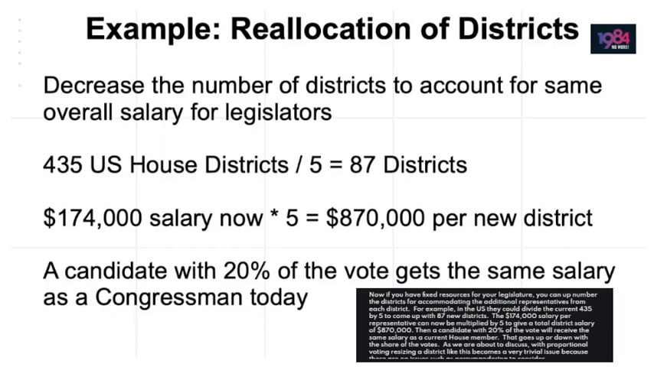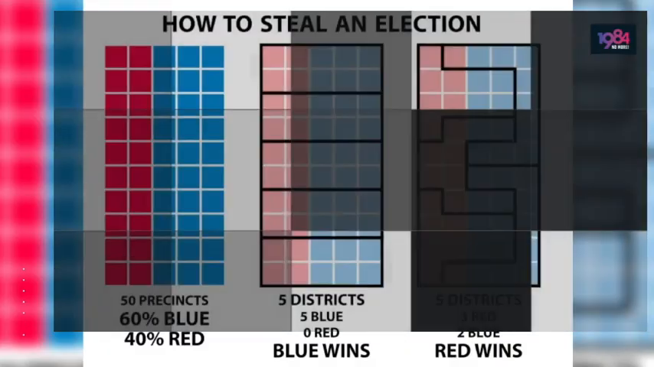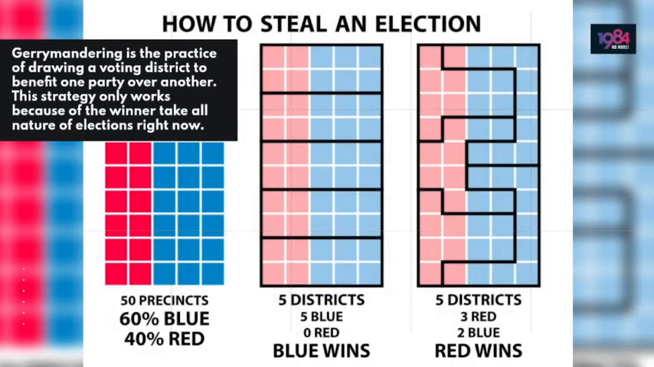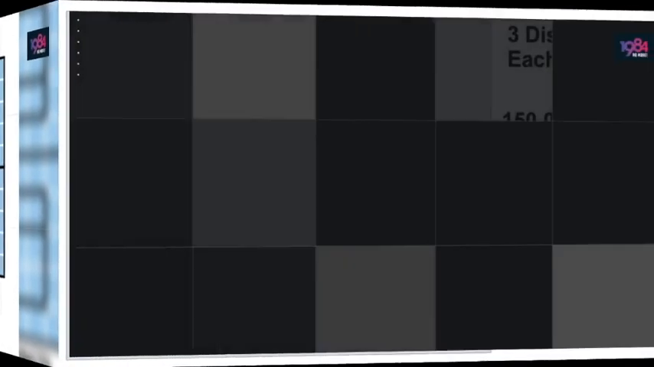As we are about to discuss, with proportional voting resizing a district like this becomes a very trivial issue because there are no issues such as gerrymandering to consider. Gerrymandering is the practice of drawing a voting district to benefit one party over another. This strategy only works because of the winner-take-all nature of elections right now.